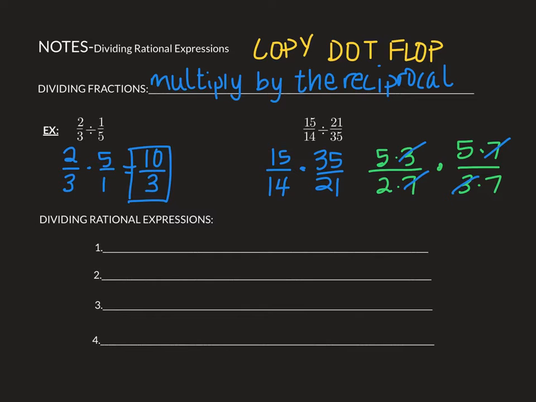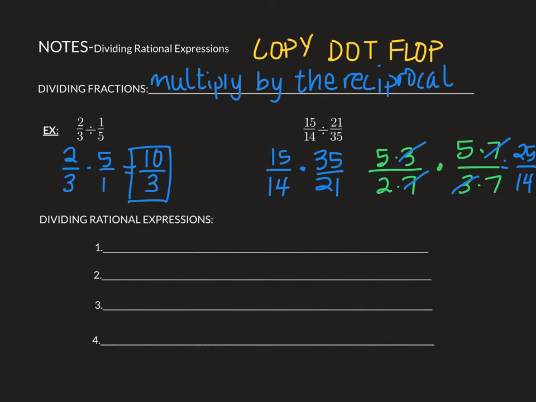So this is what it looks like. And simplifying this, we get 5 times 5, which is 25, over 2 times 7, which is 14. That's a lot easier to look at than it would have been if we had done 15 times 35, which is 525, over 14 times 21, which is 294. Okay, so much easier this way.